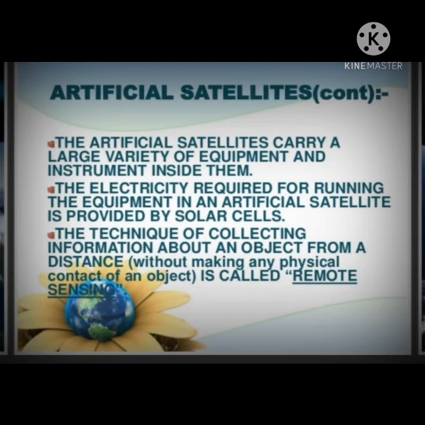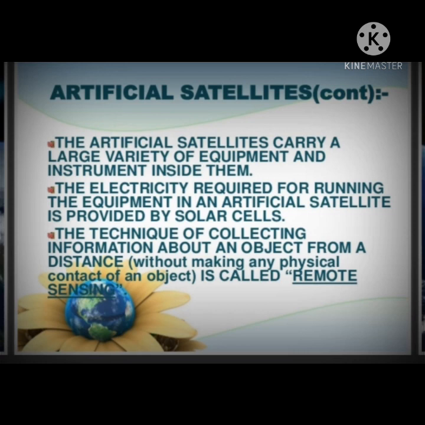Next one, continuation of artificial satellites. The artificial satellites carry a large variety of equipment and instruments inside them. The electricity required for running the equipment in an artificial satellite is provided by solar cells. The technique of collecting information about an object from a distance without making any physical contact with the object is called remote sensing. Without any physical contact, it can gather information about a particular area. That is what we call remote sensing.